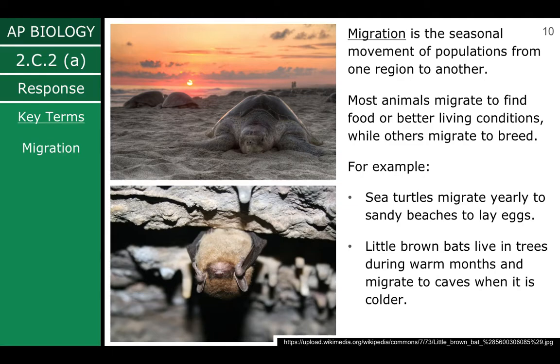Migration is the seasonal movement of populations from one region to another. Most migrate in order to find food, living conditions, and others migrate to breed. For example, sea turtles migrate yearly to lay eggs on beaches, and brown bats live in trees during warm months and migrate to caves when it gets colder.